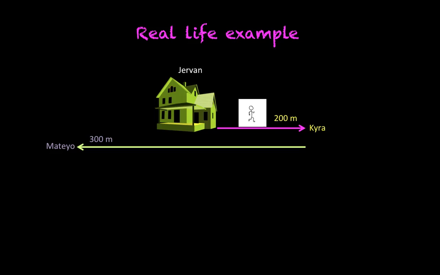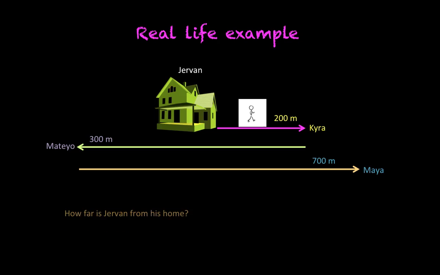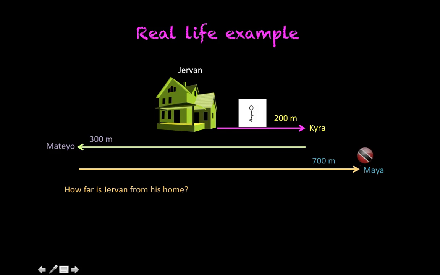He eventually becomes bored of Mario Kart and he decides that he's now going to go to Maya's home and watch a movie, Teenage Mutant Ninja Turtles. And Maya's home is 700 meters away from Mateo's home. But we can ask the question, how far is Jovan when he's at Maya's? How far is Jovan from his home? Okay, so he's at Maya's right now, and we want to know how far he is from his home.